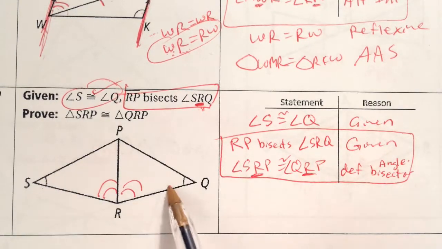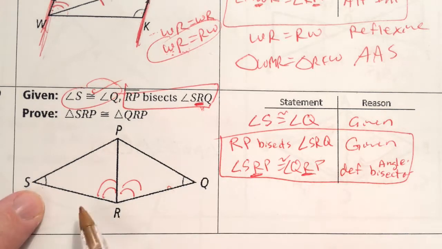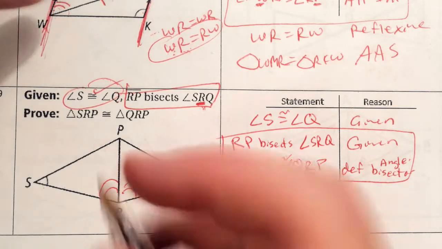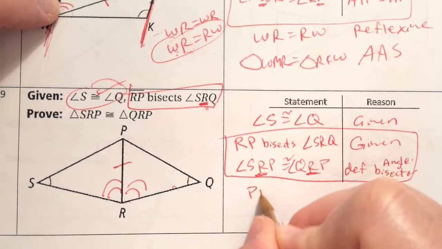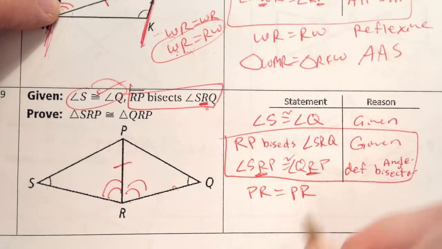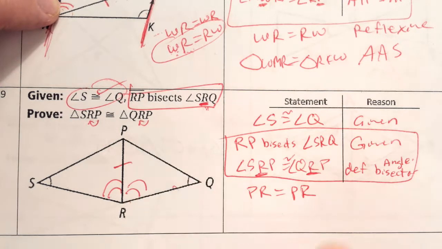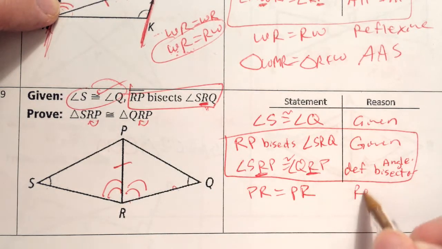Okay, so we have 2 bits of information, so single angles and double angles. That's still not enough. I need something else. After the givens, you would try either vertical or reflexive. Vertical is not available. Reflexive is the thing for us. So PR is equal to PR, because if I do PR here, that'd be PR right there as well. Okay, reflexive property.